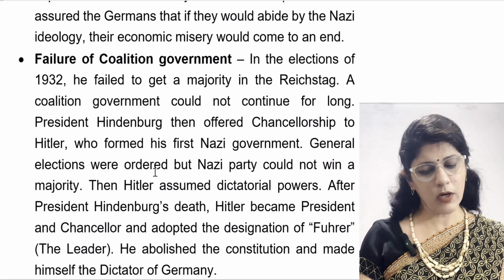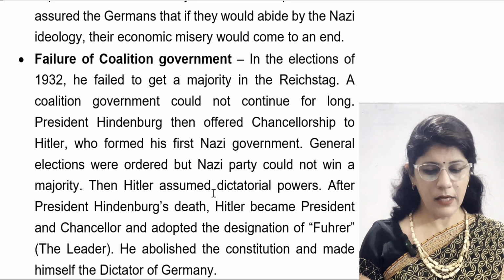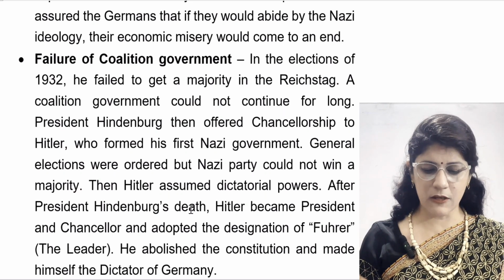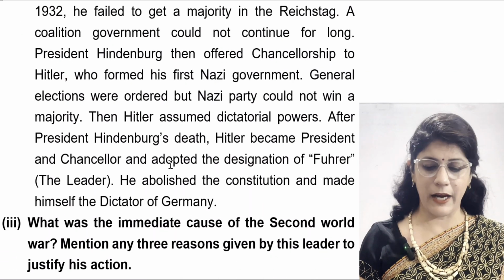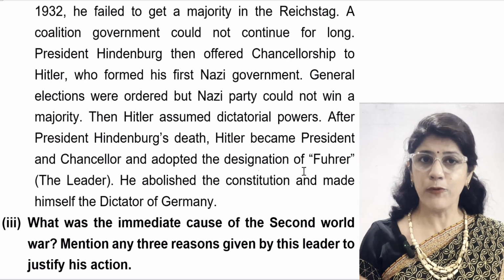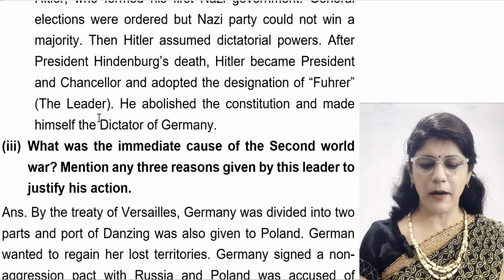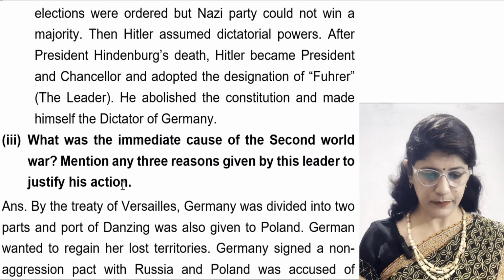General elections were ordered, but the Nazi Party could not win a majority. Then Hitler assumed dictatorial powers. After President Hindenburg's death, Hitler became president and chancellor and adopted the designation of Führer, the leader. He abolished the constitution and made himself the dictator of Germany.